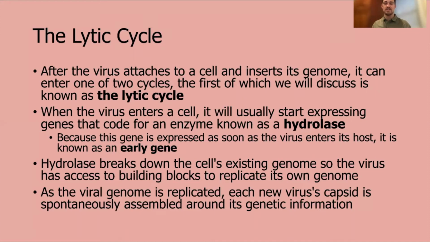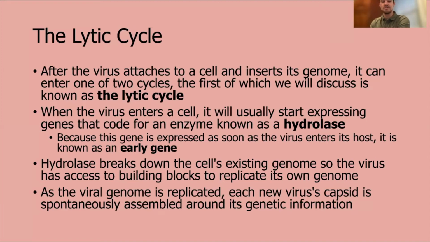So after the virus attaches to a cell and inserts its genome, it can enter one of two cycles. The first of which that we're going to discuss is known as the lytic cycle. When the virus enters a cell, it will usually start expressing genes that encode for an enzyme known as hydrolase. This is basically the first thing that the virus does when it enters the cell. Because this gene is expressed as soon as the virus enters its host, it is known as an early gene.